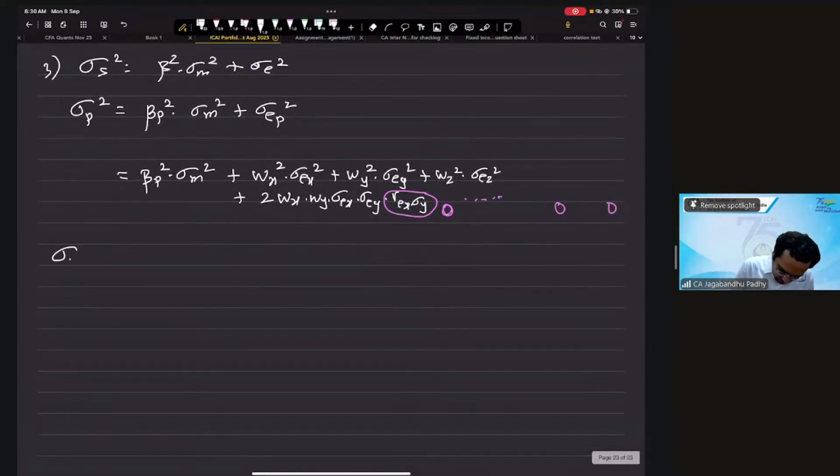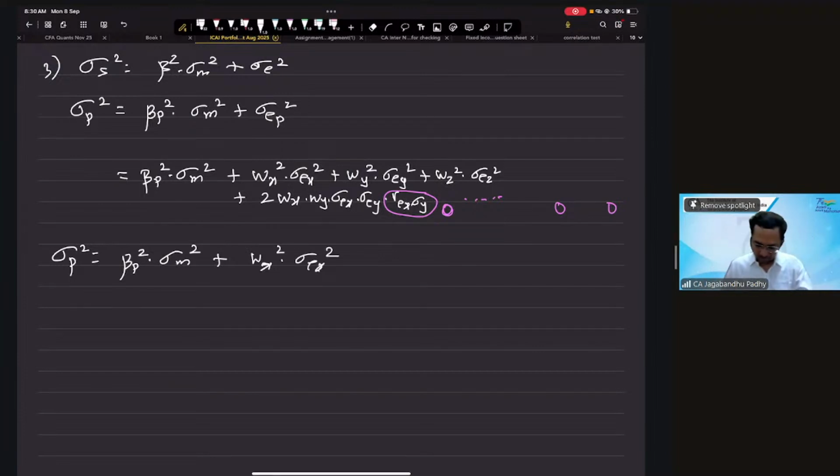So essentially, the variance of our portfolio using the Sharpe index model is nothing but beta of portfolio square into variance of market, plus weight of x square into variance of error of x, plus weight of y square into variance of error of y, plus weight of z square into variance of error of z. Okay. So what are the values of these terms, guys?